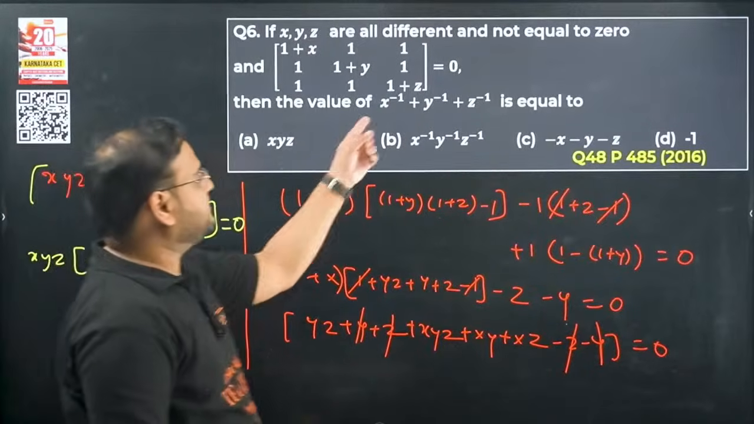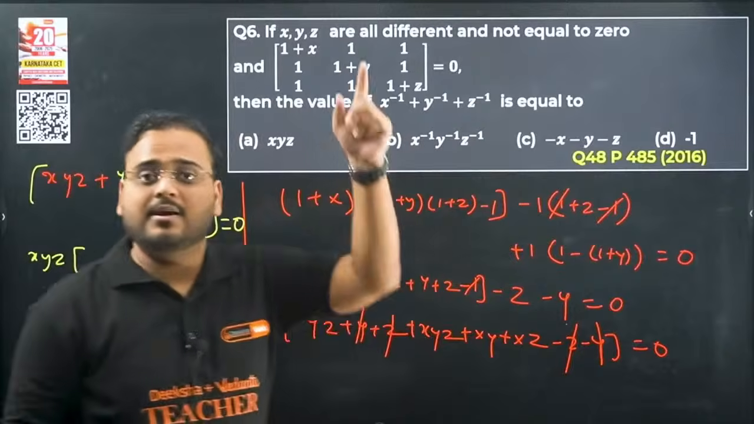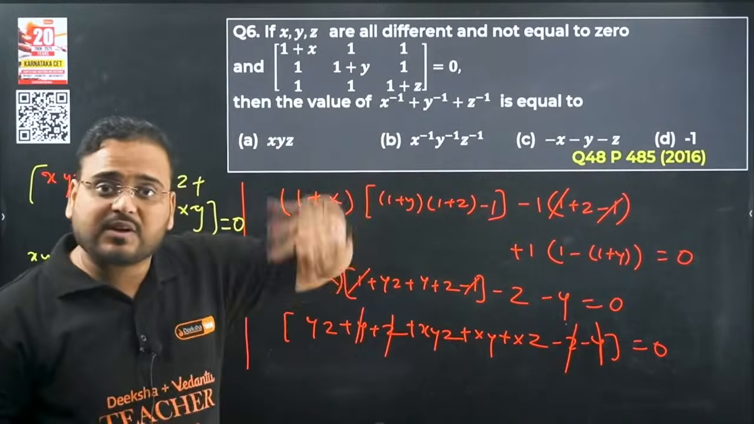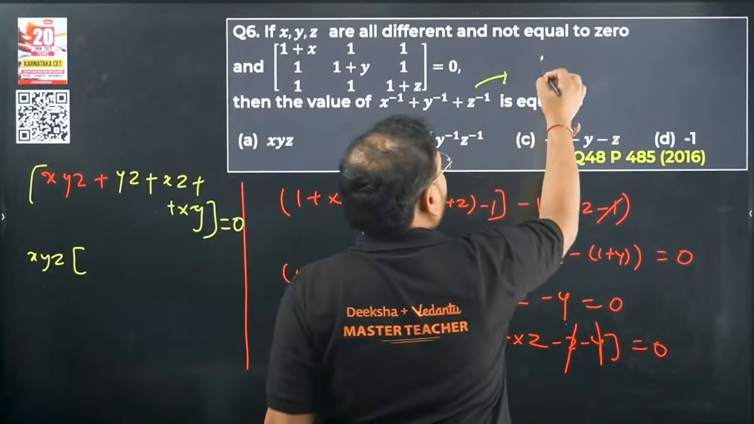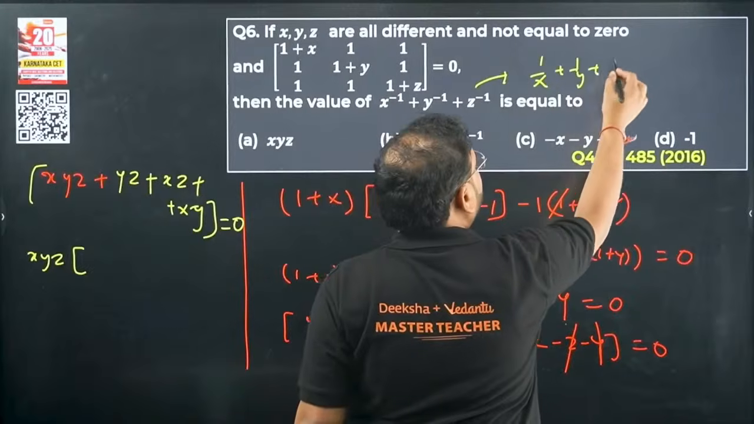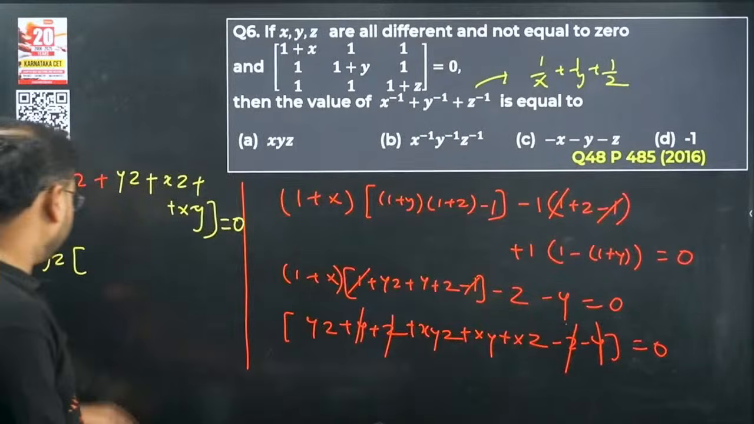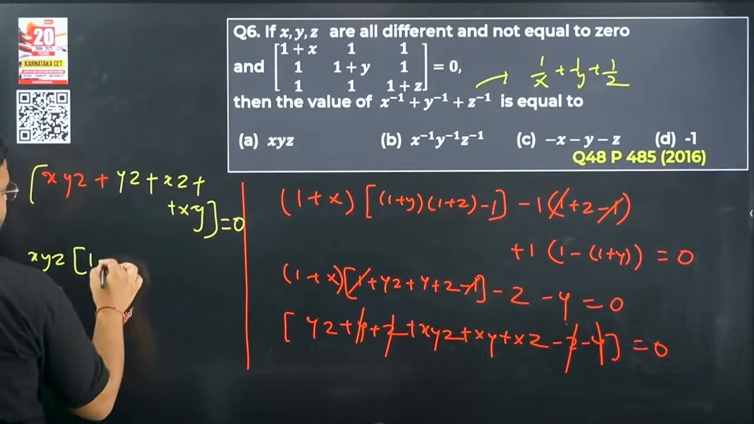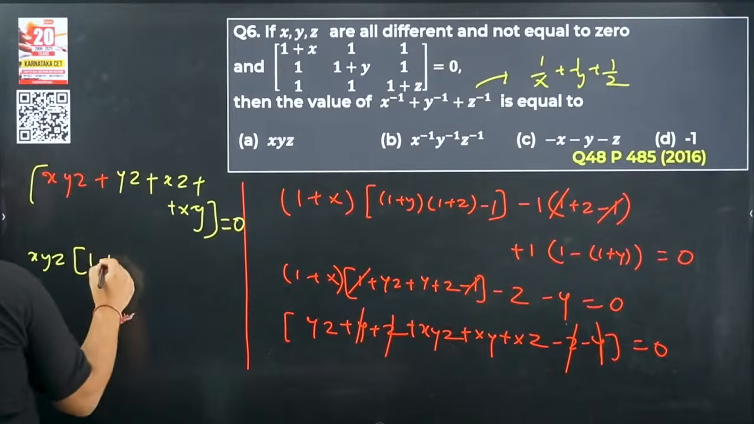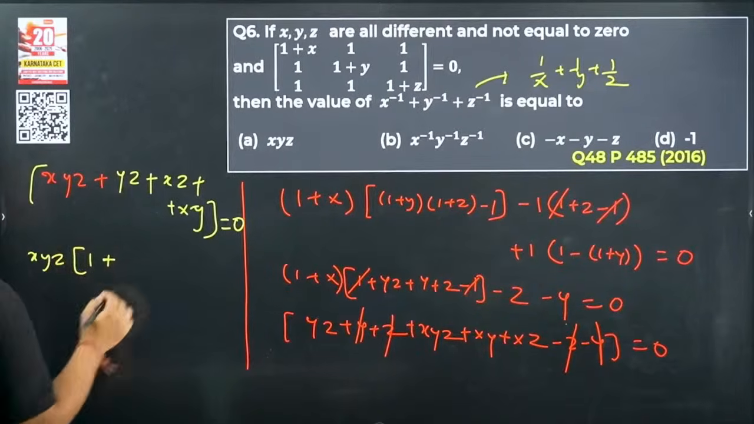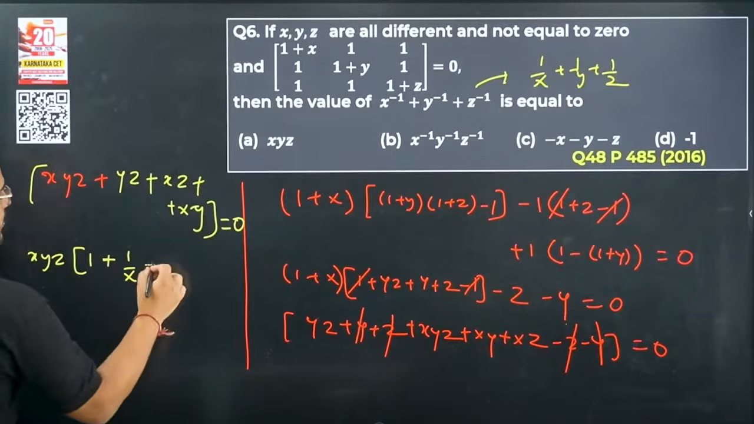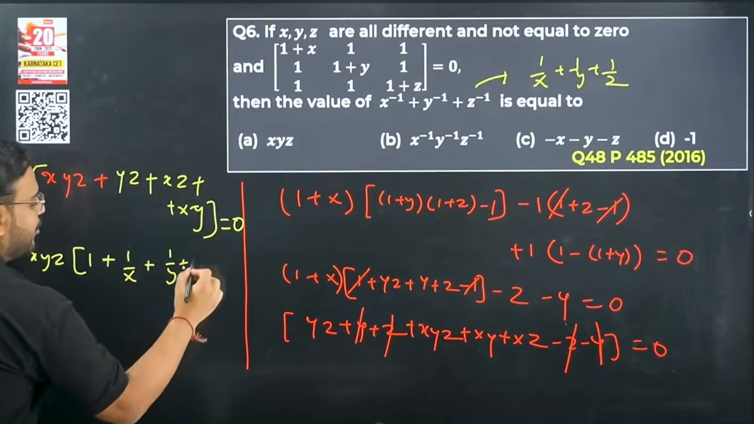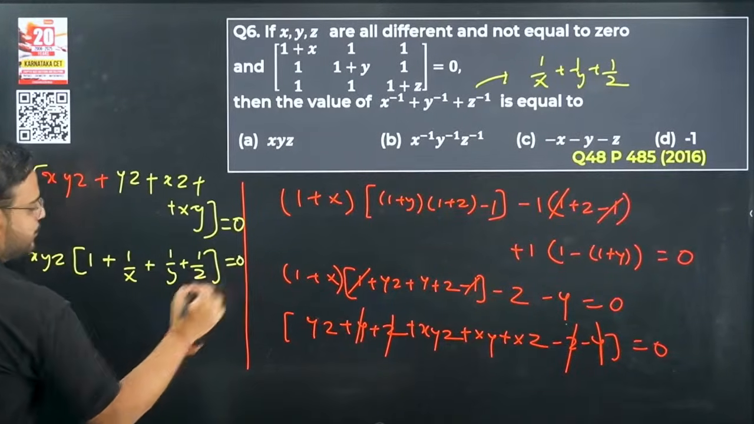Because they are asking us x power minus 1, y power minus 1, z power minus 1. Basically reciprocal of 1 by x, 1 by y, 1 by z. Check here. If you take xyz common from yz, you have 1 by x left. Over here, 1 by y left, and so on. 1 by z left equal to 0.